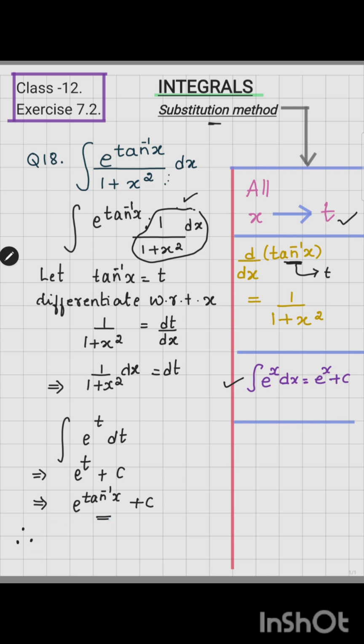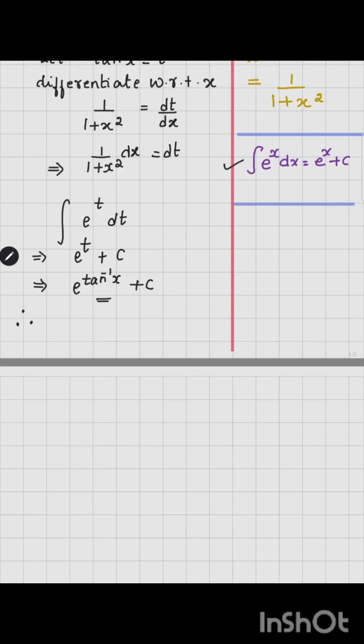So therefore, integral of e to the power tan inverse x divided by 1 plus x square dx is equal to e to the power tan inverse x plus constant of integration.